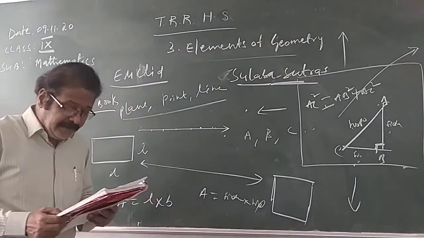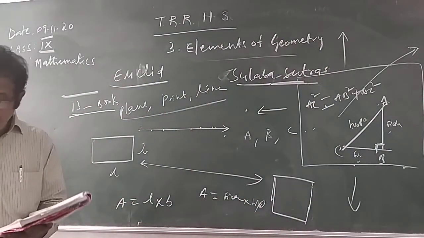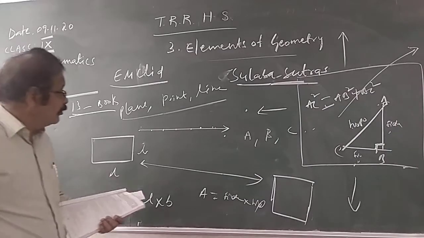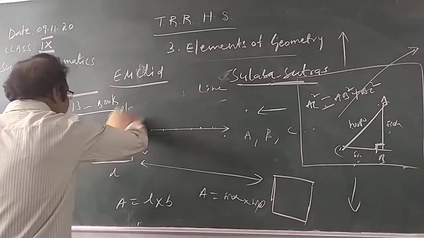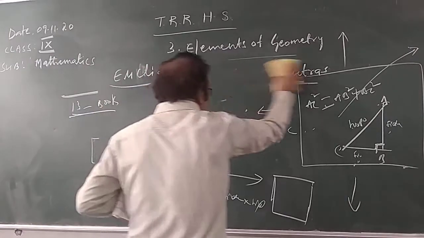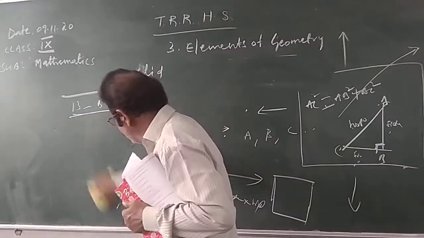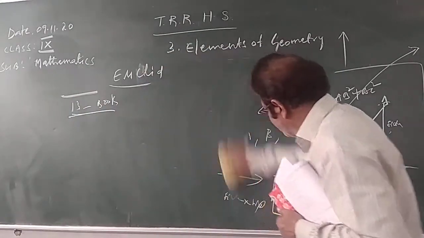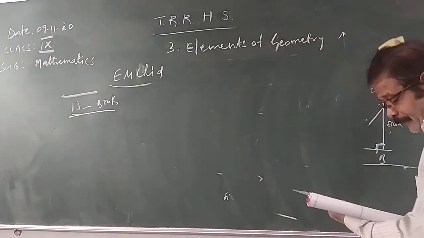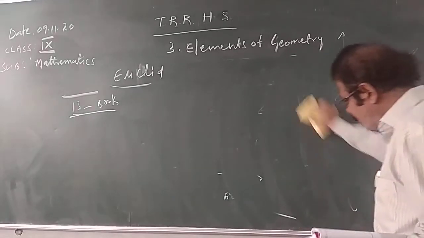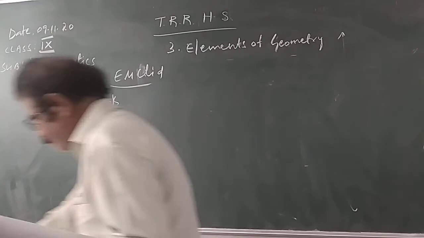So let us divide it into 13 chapters. Let us see one by one the things involved in the Elements of geometry. Now we discuss, children, Euclid's definitions.